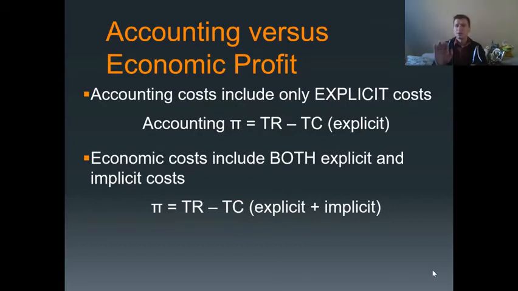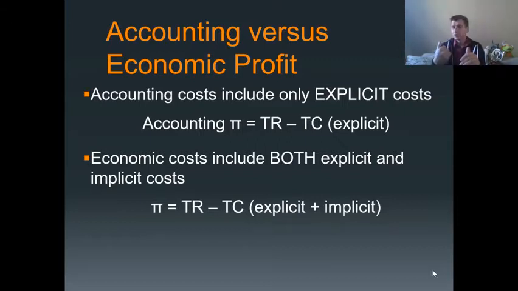And those play into accounting versus economic profit. Accounting profit only includes explicit costs. So it's just total revenue minus total explicit costs. That's it. Economic profit includes both explicit and implicit costs. So it's total revenue minus total explicit and implicit costs. So your accounting profit will always be greater than your economic profit because economic profit includes those implicit costs in it.